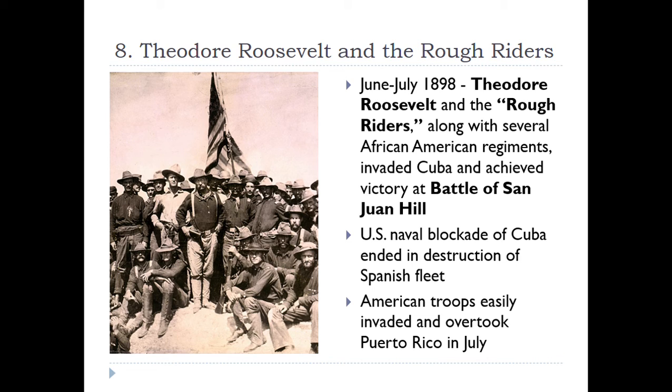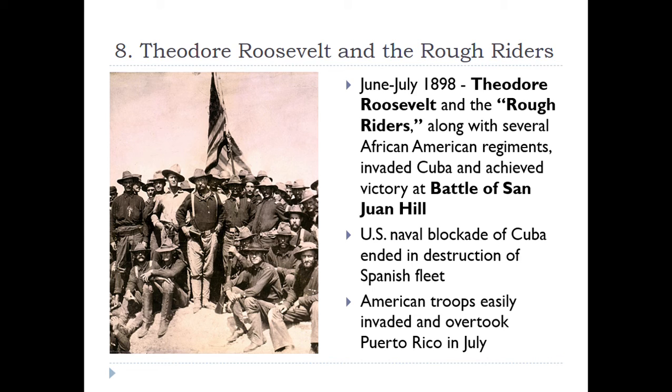So Roosevelt got a volunteer group of kind of tough guys. That's why they're called Rough Riders. Cowboys, college athletes, people that were looking to be heroes. And he headed down to Cuba between June and July of 1898. The Rough Riders, Theodore Roosevelt, and several African-American regiments are fighting in Cuba. There's a famous battle at a place called San Juan Hill that really makes Roosevelt a national hero.